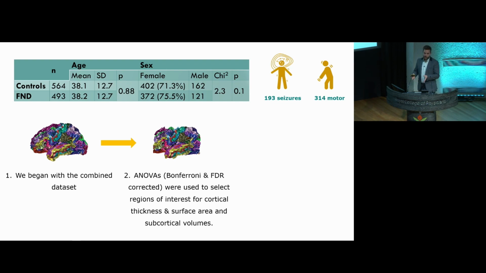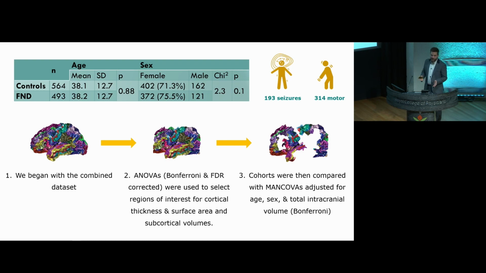And these selected out regions of interest. So there were certain regions in all three different morphometrics which were significant. And then we took those and reran them through a MANCOVA, which is essentially an ANOVA with added controls for age, sex, and total intracranial volume. And that again was Bonferroni corrected. And any of the regions that survived that controlled MANCOVA were then deemed to be different between the groups.